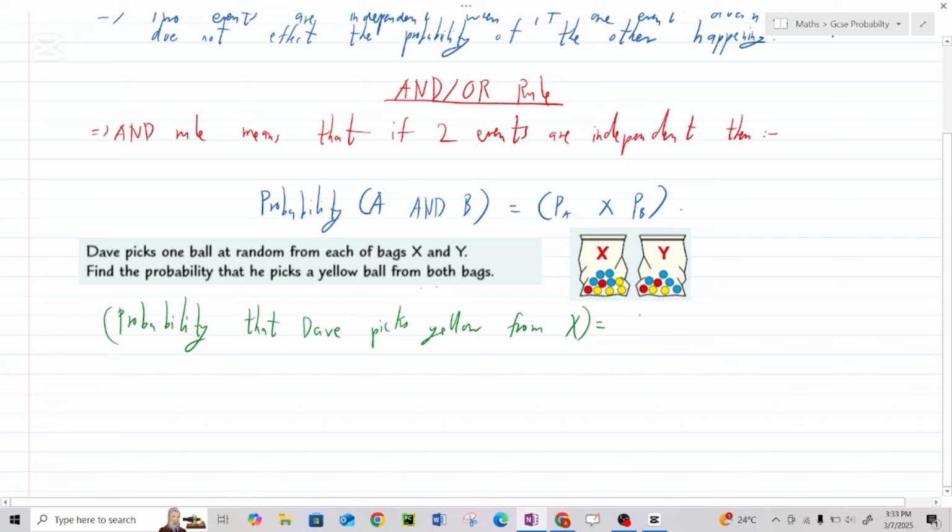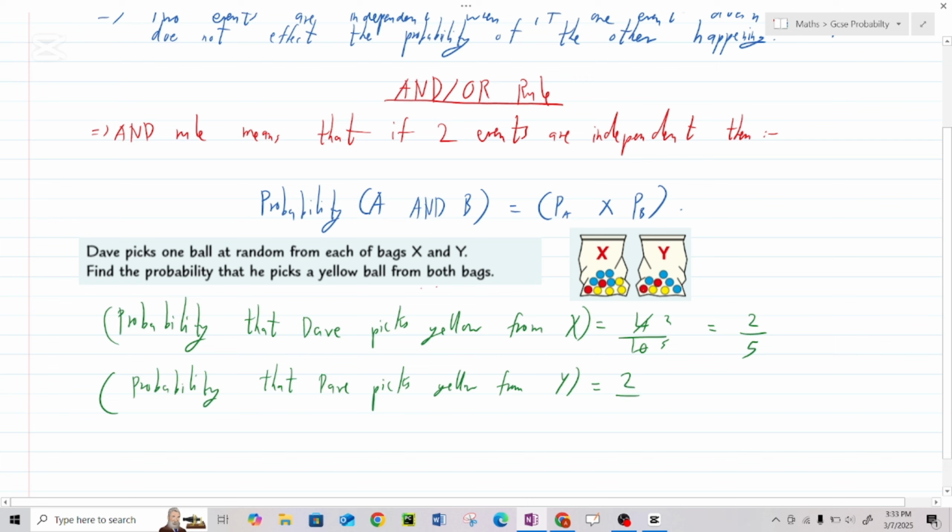It is going to be, we have 1, 2, 3, 4, divided by how many? 1, 2, 3, 4, 5, 6, 7, 8, 9, 10. Divided by 10. In simple words, it's going to be 2 times 2, 2 times 5. So 2 over 5, that's our probability. Same thing we're going to do for Y. Probability that Dave picks yellow from Y. We have 1, 2 divided by how many? 1, 2, 3, 4, 5, 6, 7, 8. In simple words, 2 times 1, 2 times 4, that gives me 1 over 4.